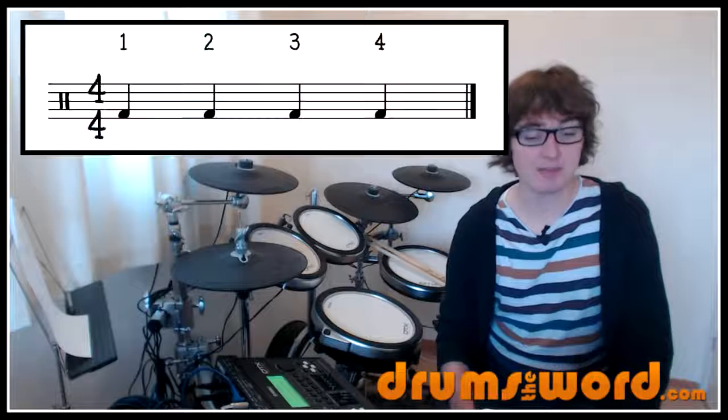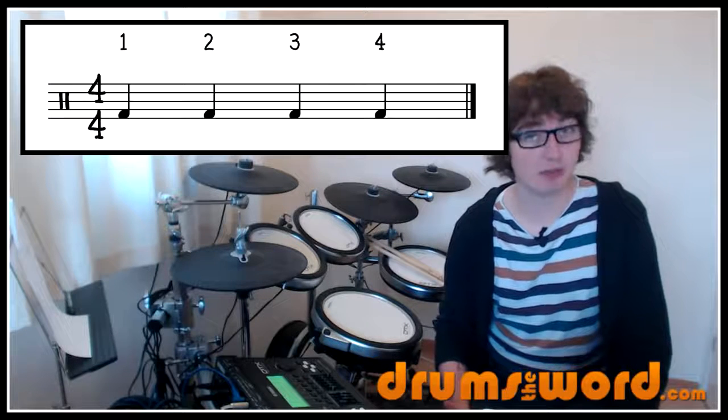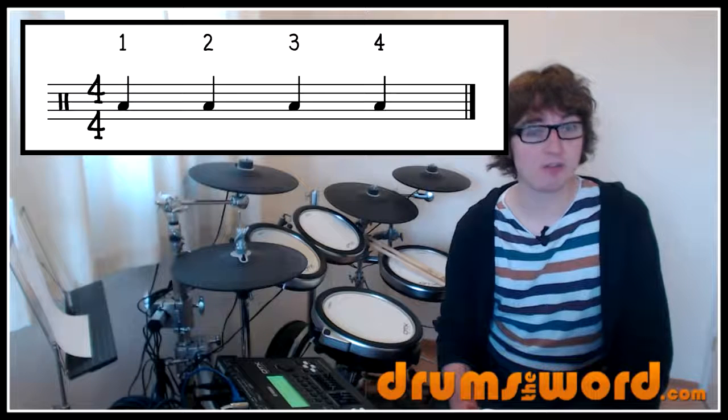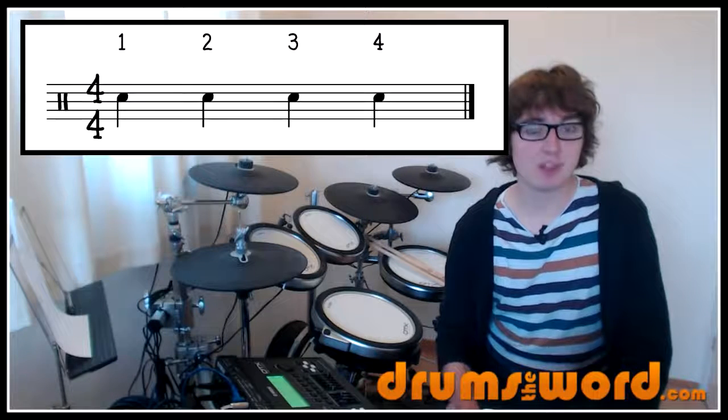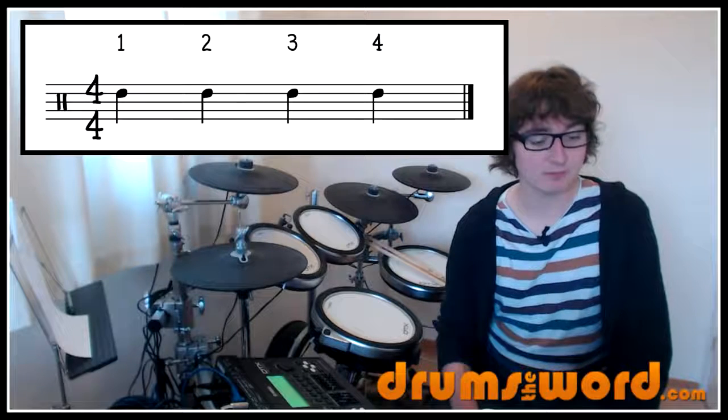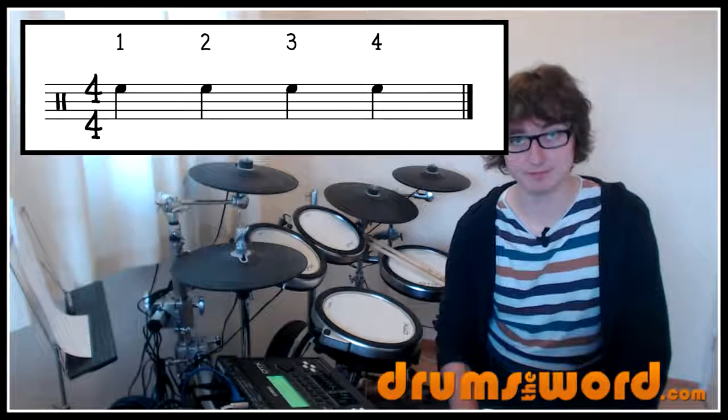So a note placed here, for example, will be played on the bass drum. Here would be for the floor tom. The snare drum would fall here. Notice that the medium tom is written on the actual line itself here, and the high tom is written here.